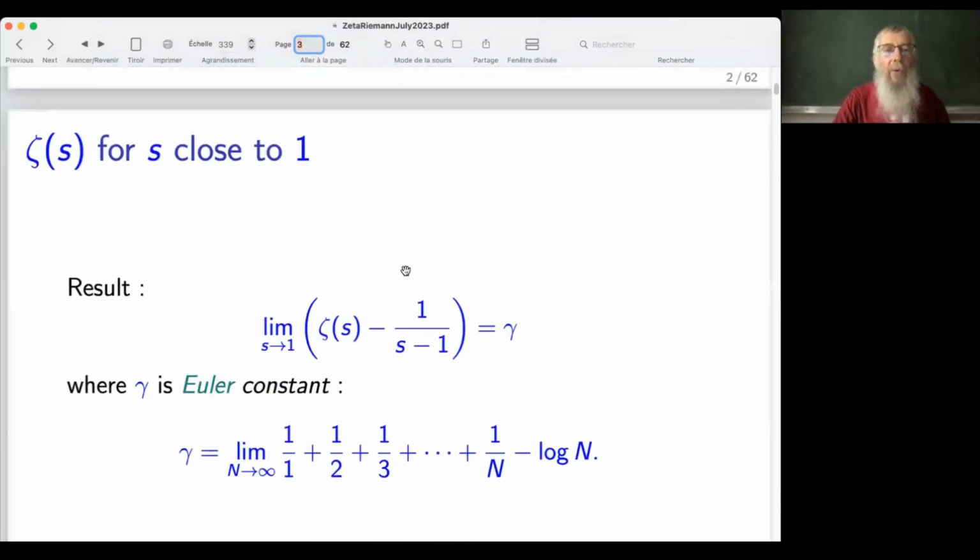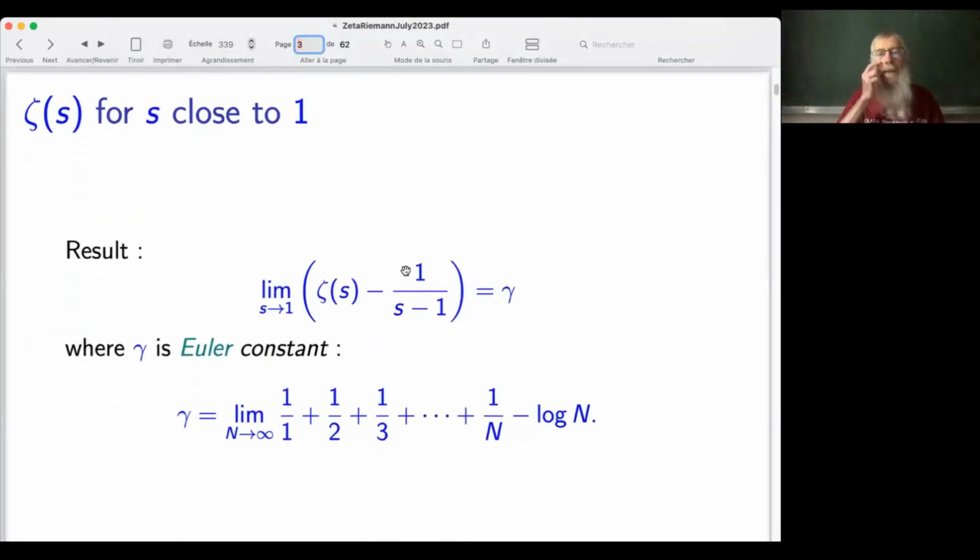Okay, so for this second course, I start with something which is more precise than the fact that zeta of S has a pole at S equal 1 with residue 1. This is just the beginning of the Laurent expansion of zeta of S at S equal 1. It starts with 1 over S minus 1, but the second term is not too difficult to get, and it is gamma, the Euler constant. I explained yesterday what is the Euler constant. It's the limit of the harmonic sum up to n minus log n. So this is gamma.